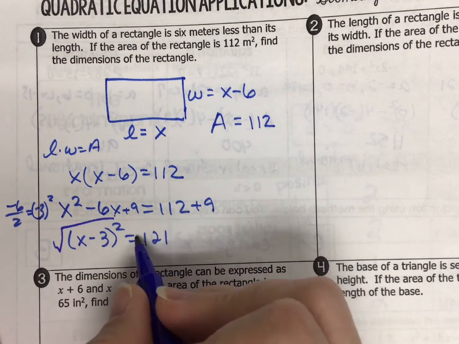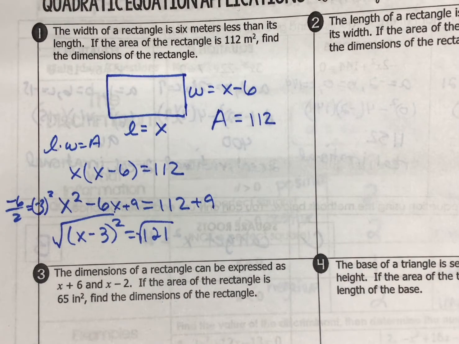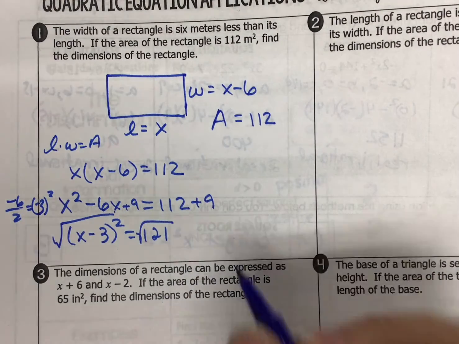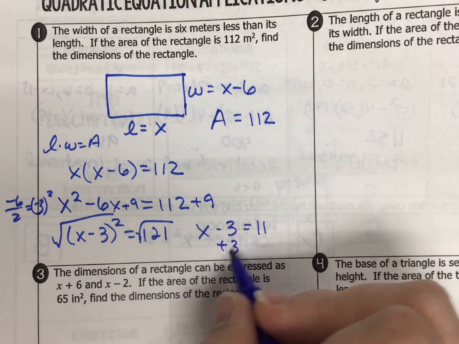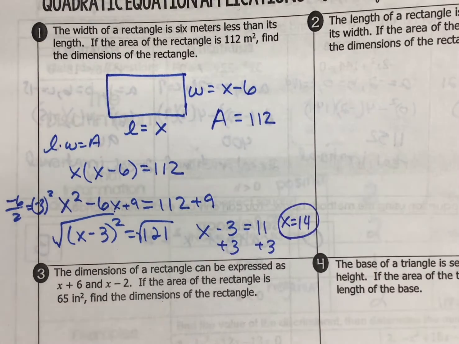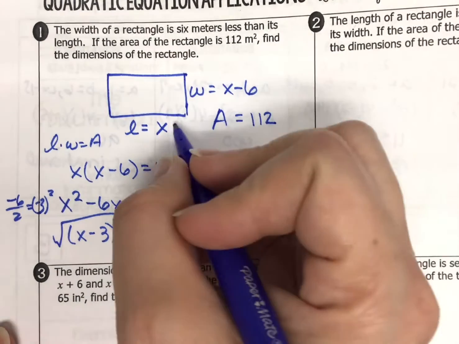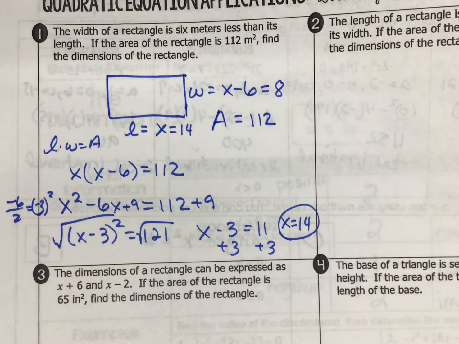I'm going to take the square root of both sides. And this time, I'm going to consider the positive case only. And I'll show you why in just a minute. So I get x minus 3 equals 11. And then I add 3. And I get x equals 14. So that's going to be my length, which is 14. And then my width would be 8.